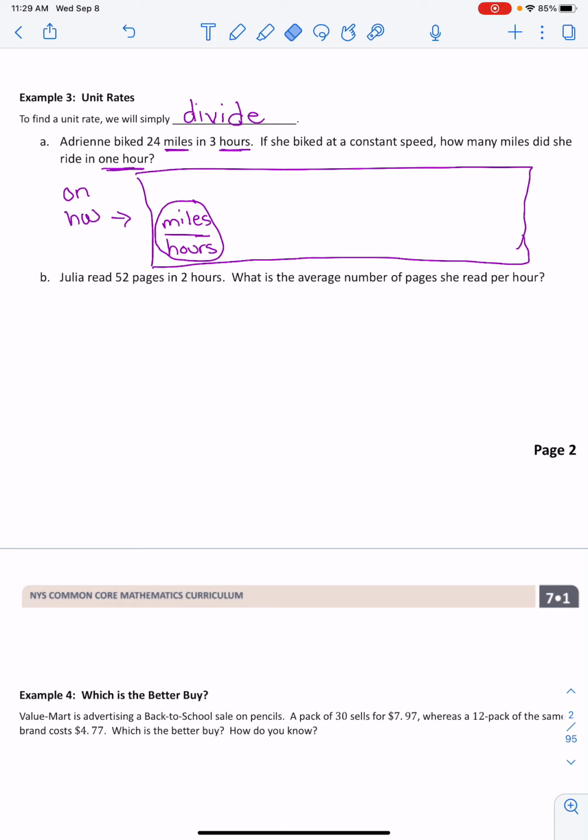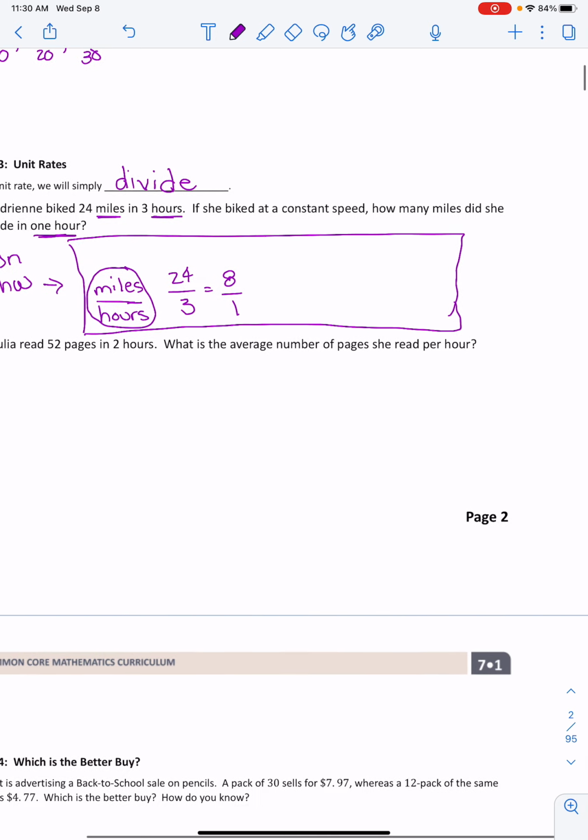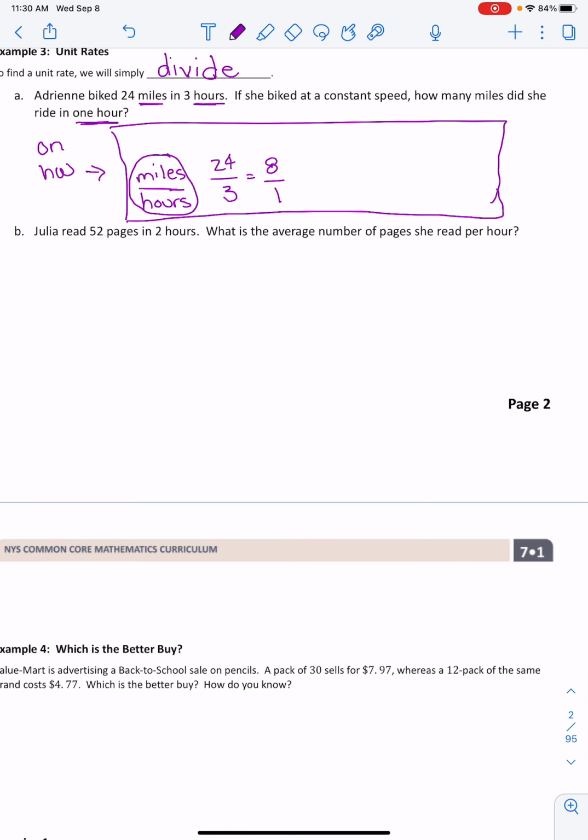The second thing is the numbers. So your numbers are 24 and 3. So 24, to write it as a fraction, 24 over 3. And we're going to divide that, but you need to divide it and have it over 1. So 24 divided by 3 would be 8 over 1. I want you to understand that we want to know how much for 1. So it would be 8 miles for 1 hour, and that's what we're showing. And that would then simplify to the simple number of 8.